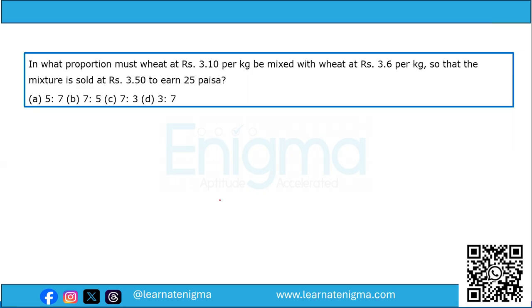In what proportion must wheat at rupees 3.1 per kg be mixed with wheat at rupees 3.6 per kg so that the mixture is sold at rupees 3.5 to earn 25 paise?